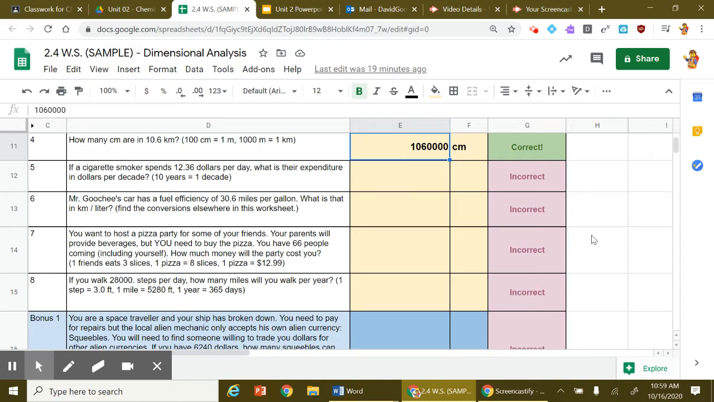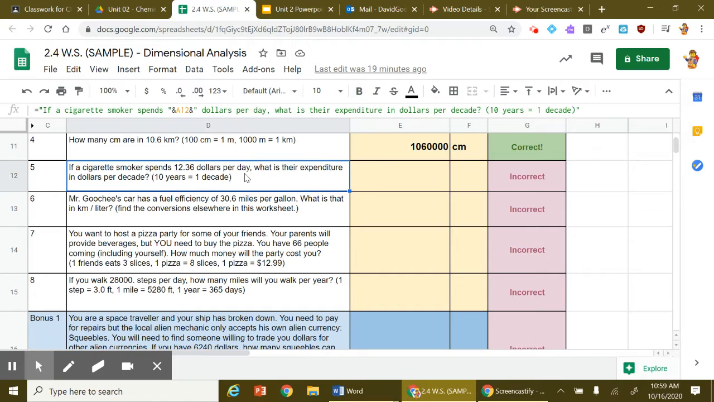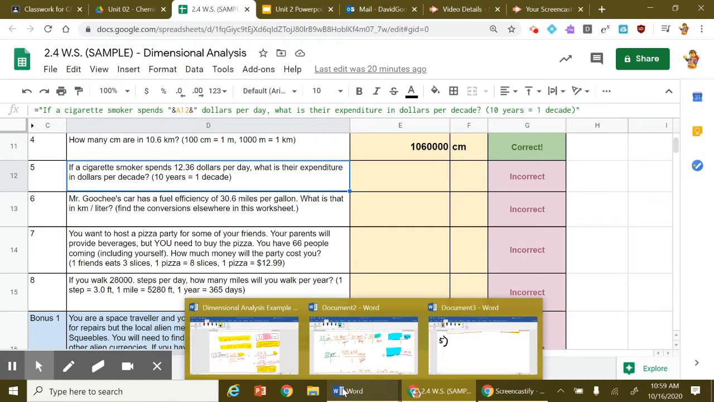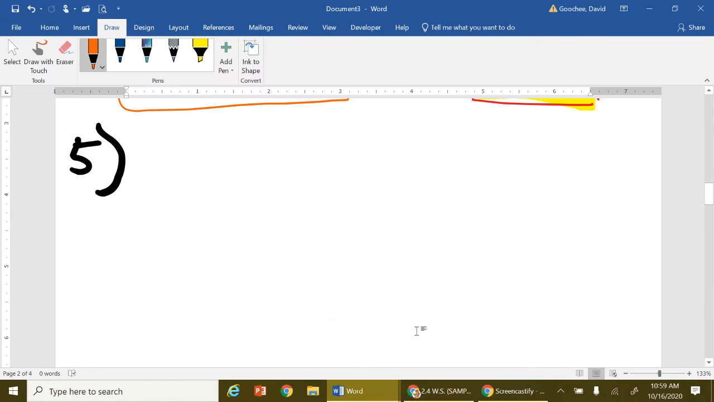Problem number 5. If a smoker spends $12.36 per day, what is their expenditure in dollars per decade? Now, listen, this is a tricky one because for the first time, I'm introducing to you the word per. Dollars per day, dollars per decade. Per is a very important word in dimensional analysis because per means divided by.